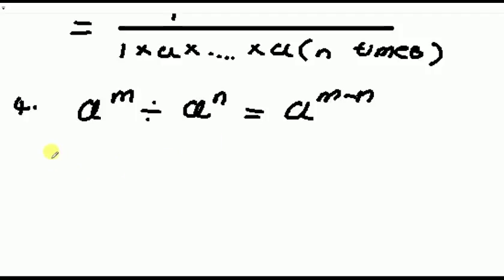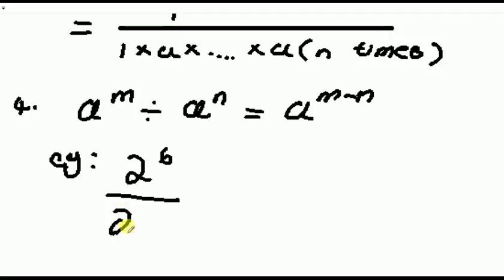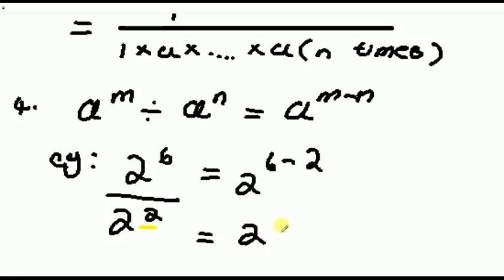So an example will be 2 to the power 6 divided by 2 to the power 2 will give us 2 to the power 6 minus 2. So since we are dividing with the same base, we subtract the exponents instead of adding them. So here we're subtracting 2 instead of adding it. So this will give us 2 to the power 4.